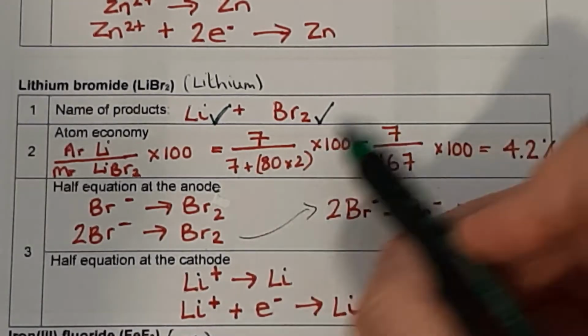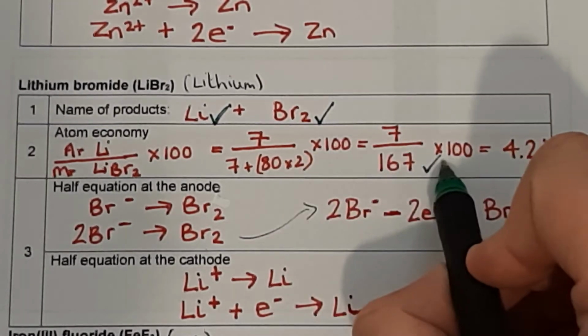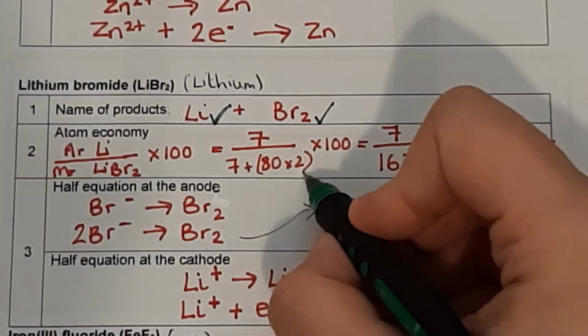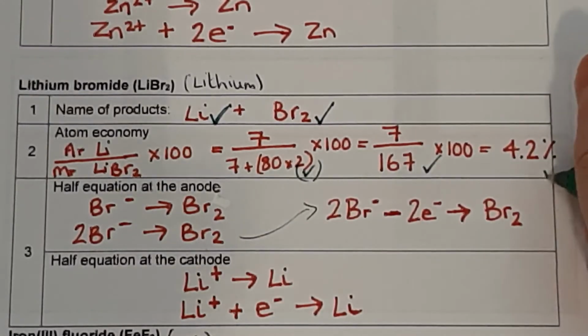So if you've got any of these workings, you can have a mark for the workings. Doesn't matter if it's this stage or this stage. So either of those. 1 mark for doing some workings, and 1 mark for your answer, which is 8.0%. So up to 4 marks so far.